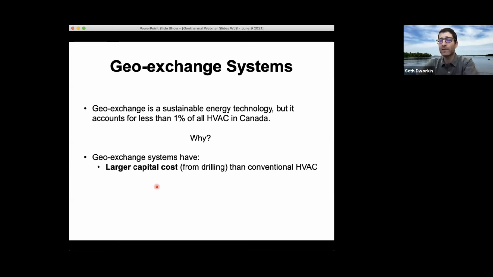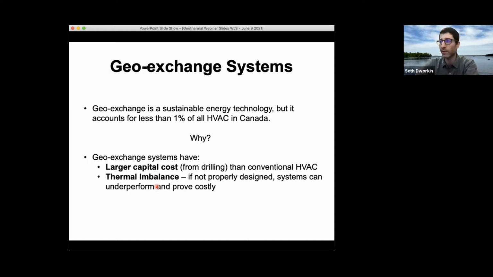And the main reasons that I've come across over the years in my studies have been larger capital costs, usually associated with having to drill really deep boreholes, and thermal imbalance, and I'll explain in more detail what that is. But when systems are not properly designed, they can underperform and prove very costly with the concept of thermal imbalance. And thermal imbalance, very simply, can arise when the heating demands of a building are vastly unequal to the cooling demands of a building throughout a year. So we're in a seasonal climate, and we need to roughly balance the amount of heat that goes into and out of the ground.